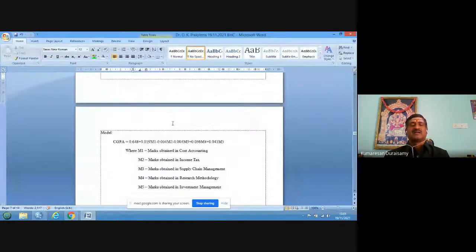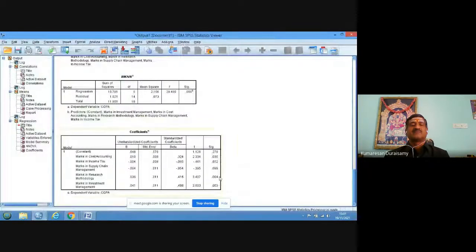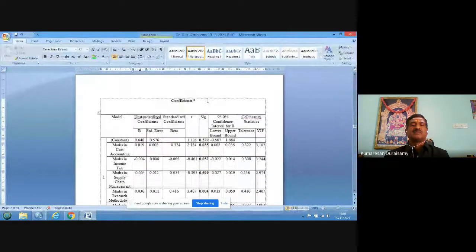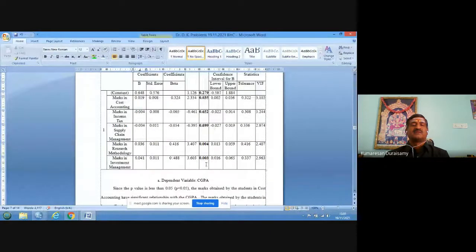The least influencing subject can be cross-checked. Look at the p-value. The lowest p-value is for the highest coefficient. See, it is the highest coefficient, 0.041, whereas p-value is the lowest for investment management. 0.003, 0.004, 0.699, 0.652, 0.035. So the least influencing factor is supply chain management.